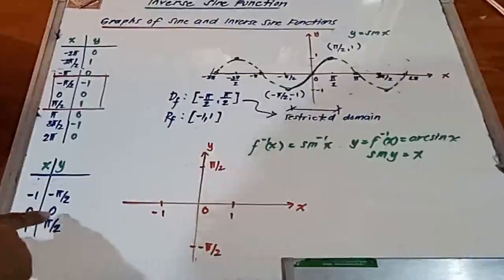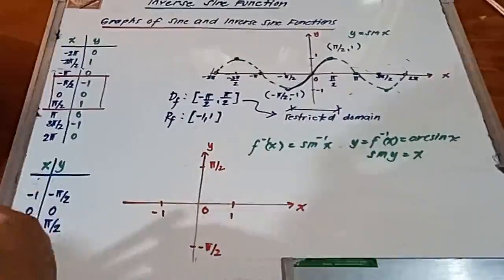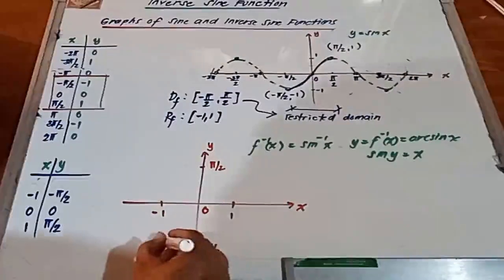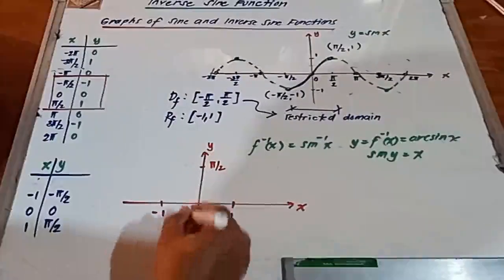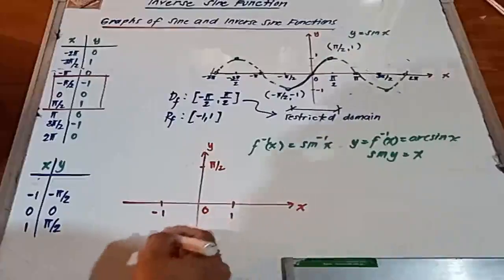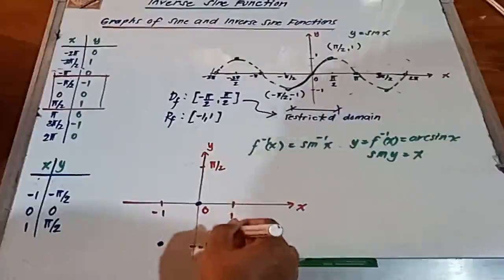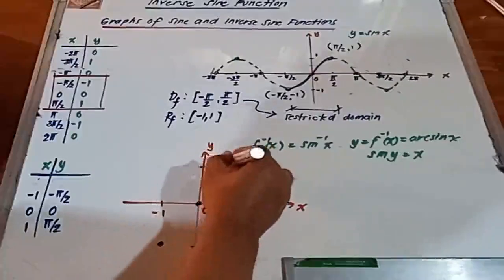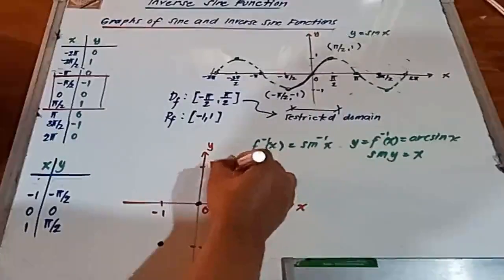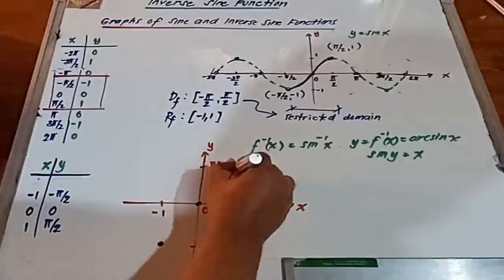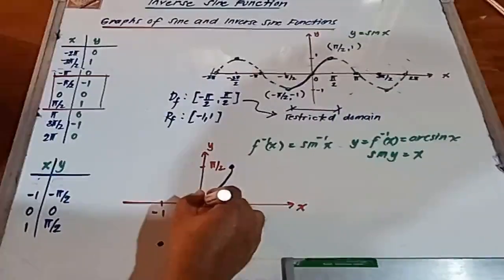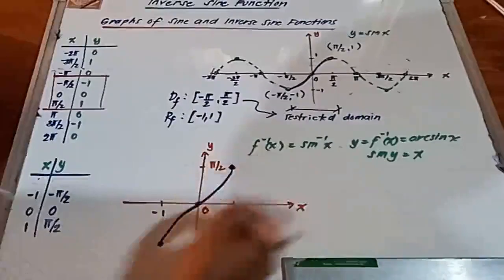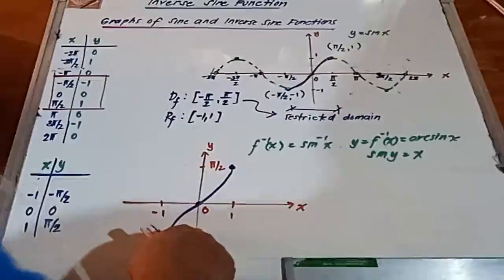So, we have -1, -pi/2 here. Hindi na ako naglagay ng points sa pagitan. So, we have 0, 0, 1, pi/2 here. So, pag ganito yung graph ng ating inverse sine function. Okay. So, ito yung ating inverse sine function.